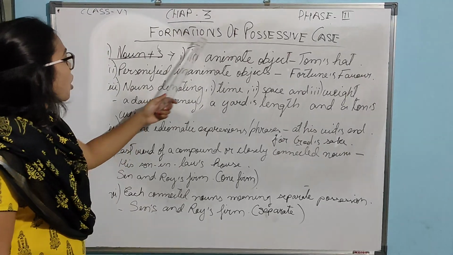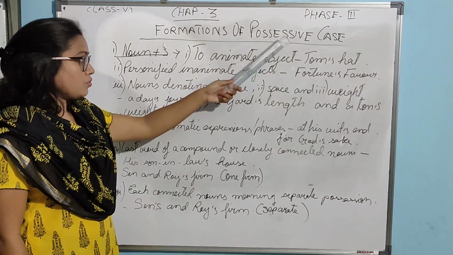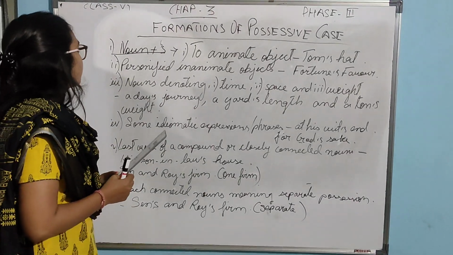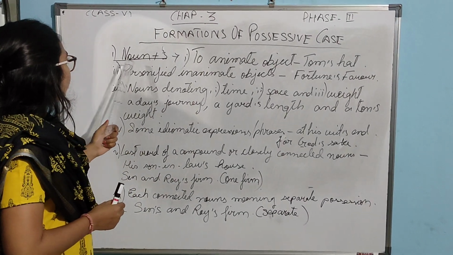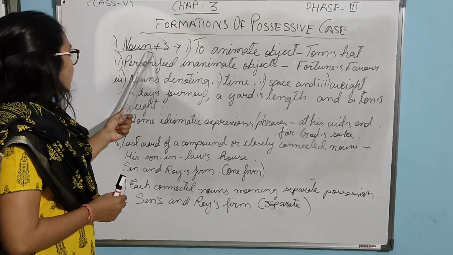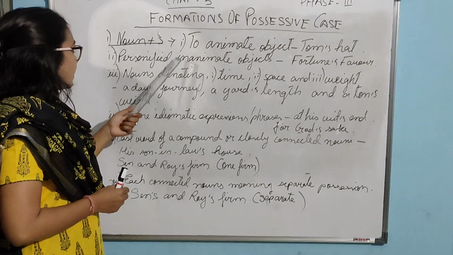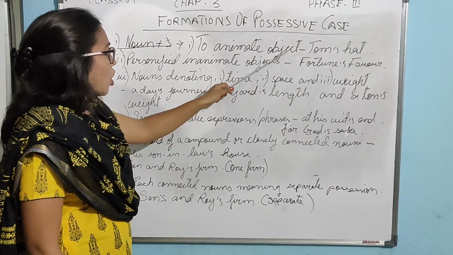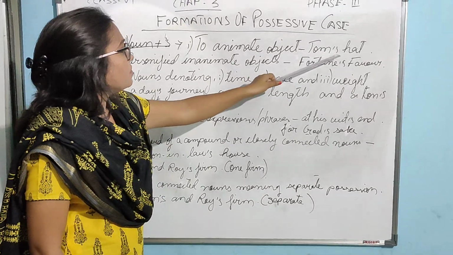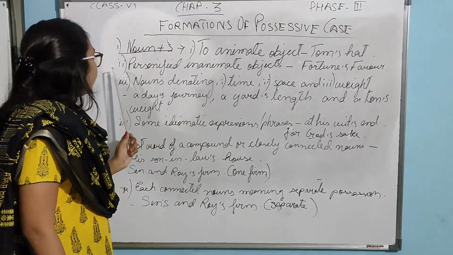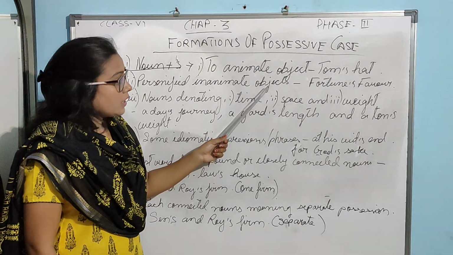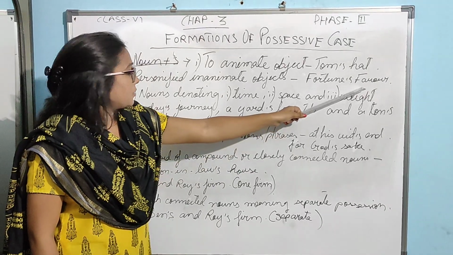There are a few formations of the possessive case. To form the possessive case, we have to follow certain rules. First, we add apostrophe S with the noun. So when do we add apostrophe S with the noun? First criterion is animate objects, like Tom's hat. Second, personified inanimate objects, like fortune's favor.